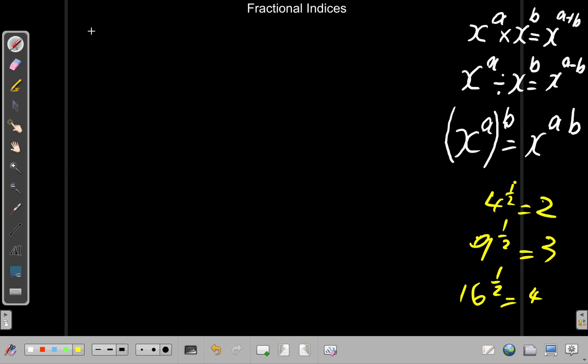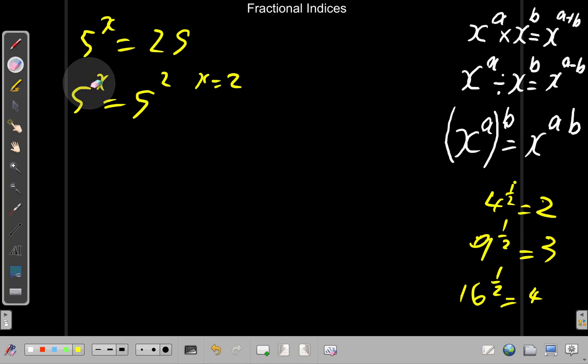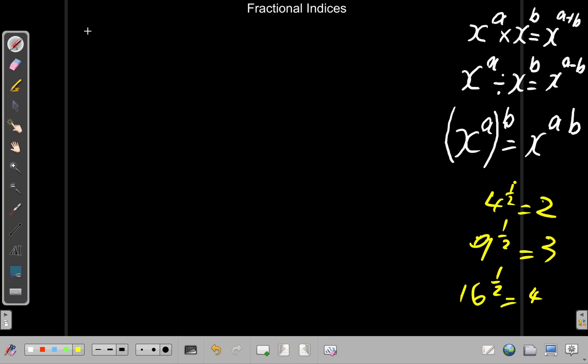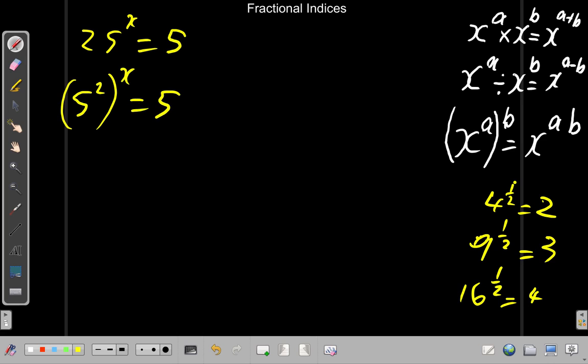Interesting. Suppose we say 5 to the x is equal to 25. If we rewrite 25 as 5 squared, we would have 5 to the x is equal to 5 squared. Good. So x is 2. That's nice. Suppose now we say 25 to the x is equal to 5. We rewrite 25 as 5 squared, and we say this is 5 squared to the x is equal to 5. But 5 to the 2 to the x means we must multiply 2 by x, and 5 means 5 to the 1.